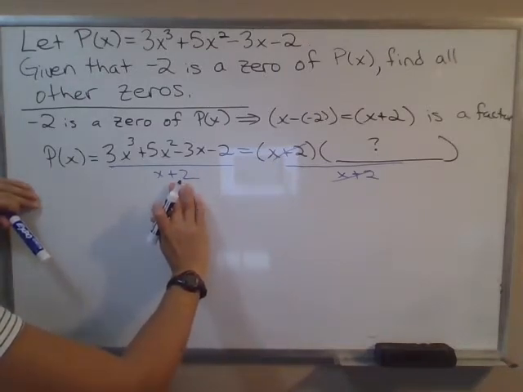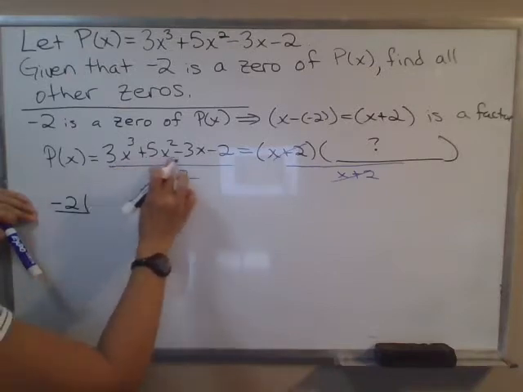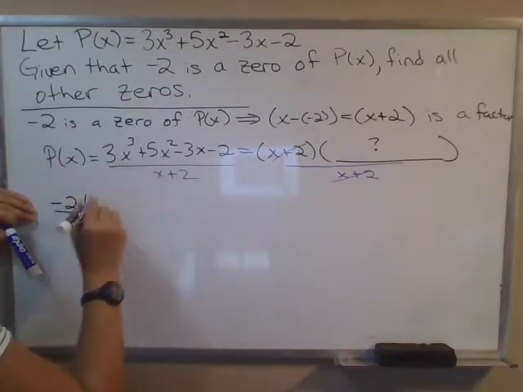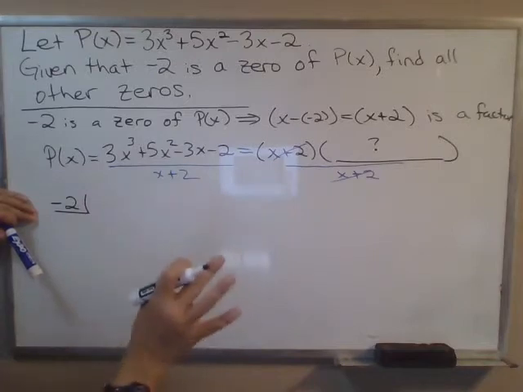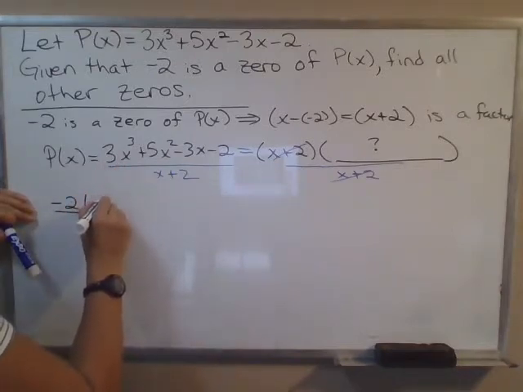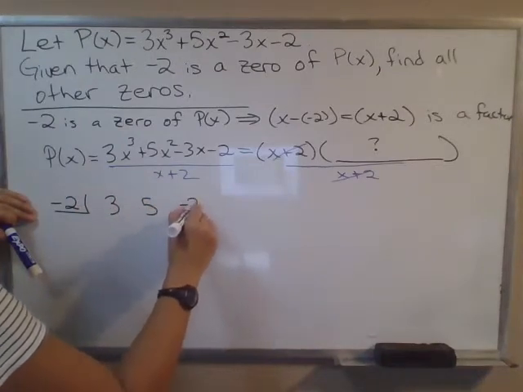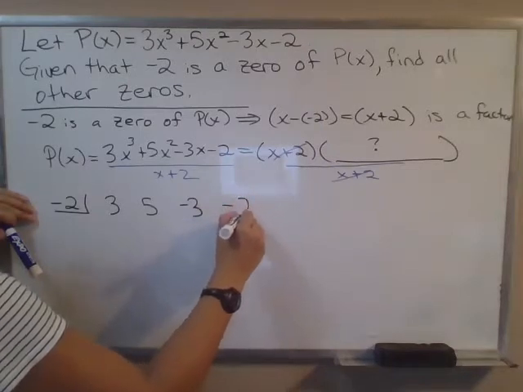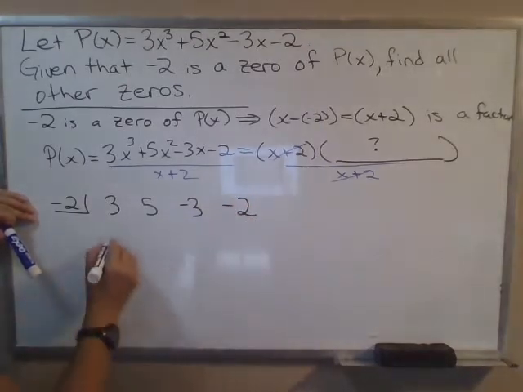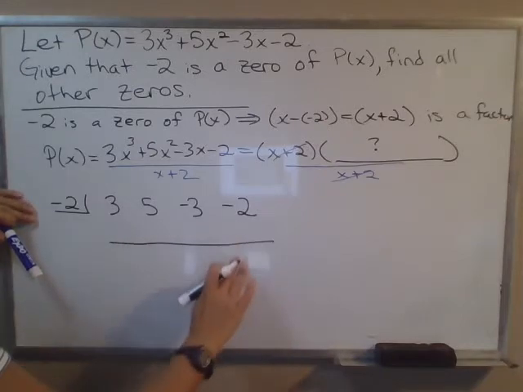So if I set up the synthetic division, I would put the opposite sign, so negative 2, which is the zero of that factor, in the box here, and then the coefficients of this polynomial, keeping in mind that I need to include a 0 for any missing powers of x. So 3x cubed, 5x squared, negative 3x to the first, negative 2 for the constant. There are no missing powers of x in that polynomial. Okay, and I'm skipping a line, draw a line here.